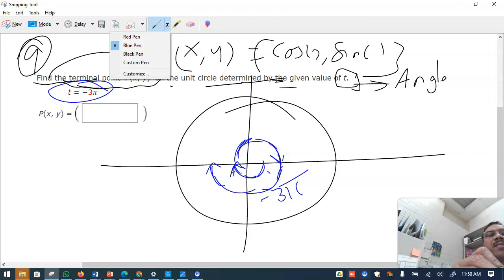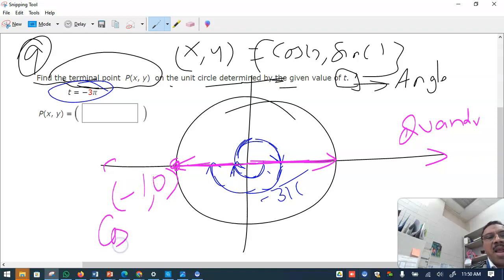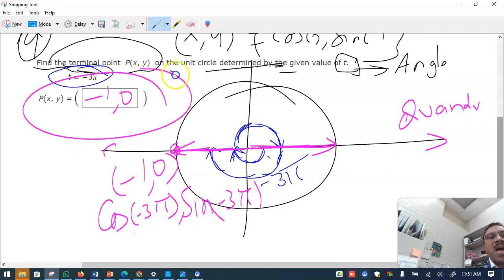All you do is find out what the coordinates are. So this was the initial side, but now the terminal side is on the x-axis. So these are quadrantal angles. The point is right here, and we do know it is minus 1 and 0. So the cosine of the angle is minus 1, and sine of minus 3 pi is 0. So that means it is minus 1 comma 0. That's all you're supposed to write as the answer.